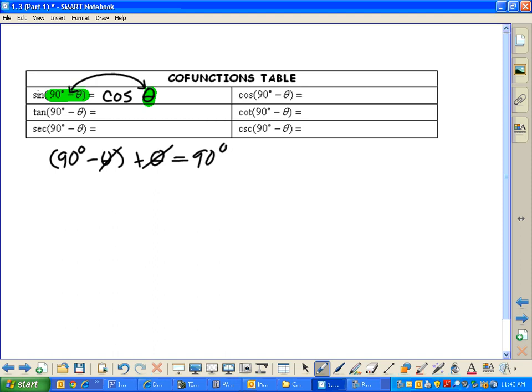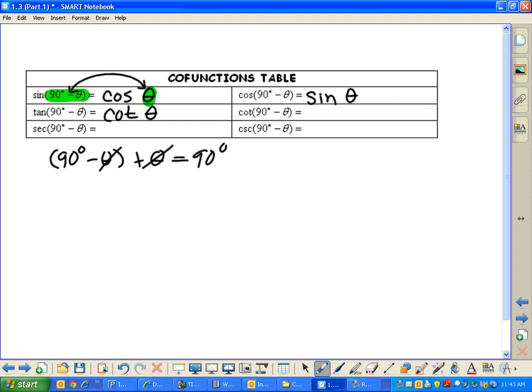So this one might be 30, this one might be 60, this one might be 5, this one might be 85, this one might be, Jaden picked what, like 40 and 50. Those angles there are complementary. Going across the table, if we're looking at cosine of 90 minus theta, that's the same as the sine of theta. So again, we just took the co off, and we have complementary angles. The tangent of 90 minus theta, that's the same as the cotangent of theta.